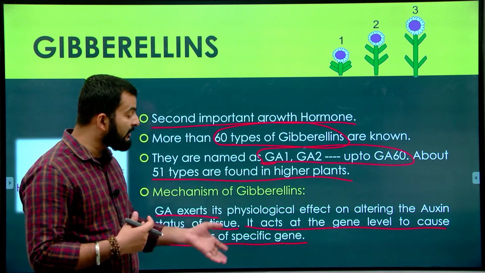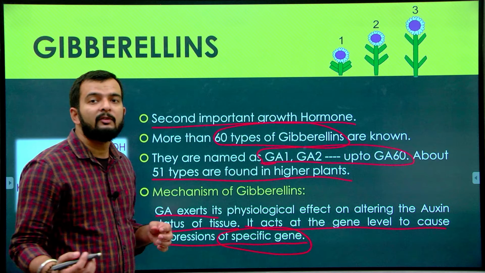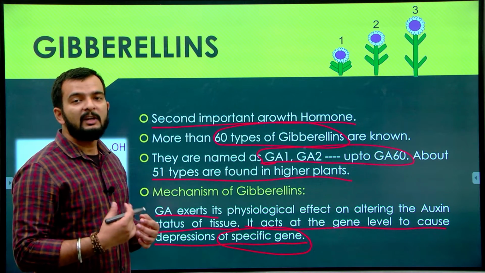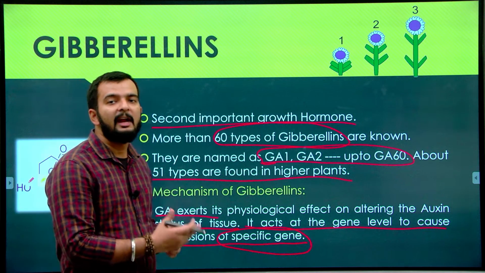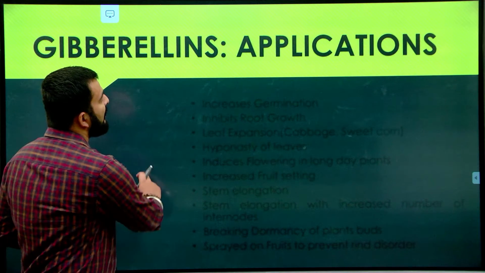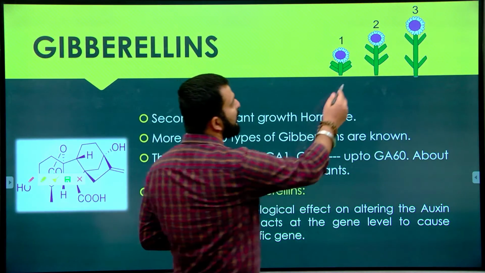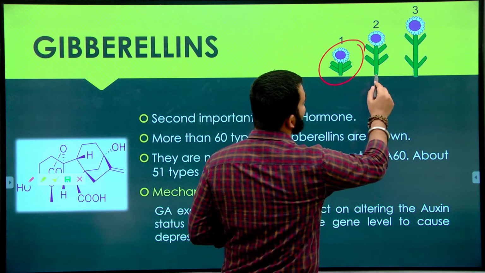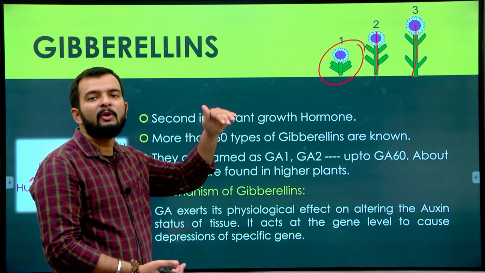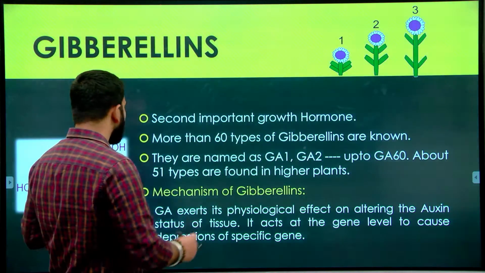So we can selectively identify the gene which we want to suppress, or whose effect we do not want to see in our plant or in our fruits. We can target that using gibberellin, and we can prevent that effect in fruits or plants, right. Gibberellin also promotes growth of your plant. Here you can see the upward movement, your plant will become taller by the application of gibberellins.